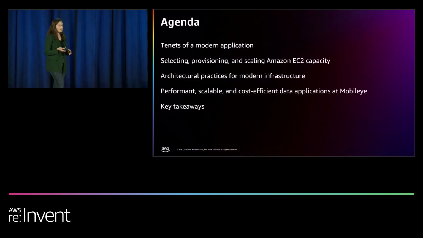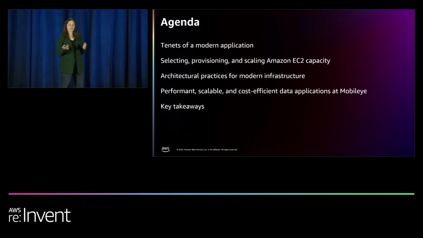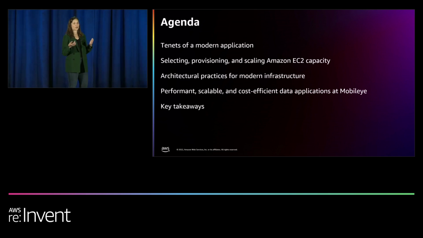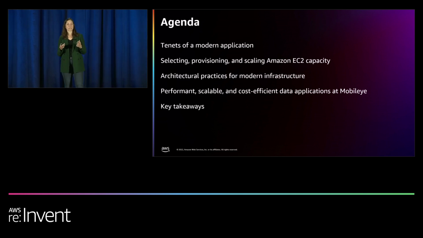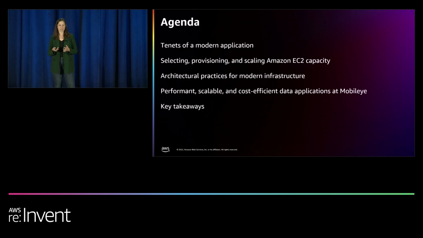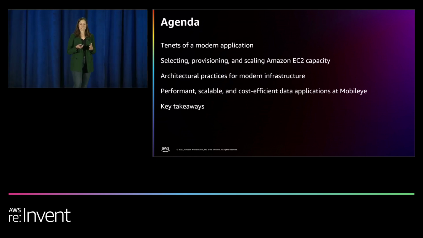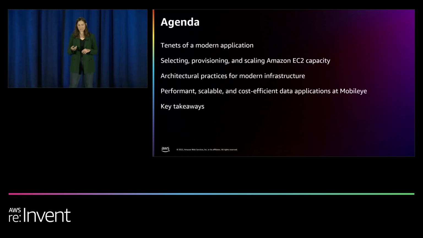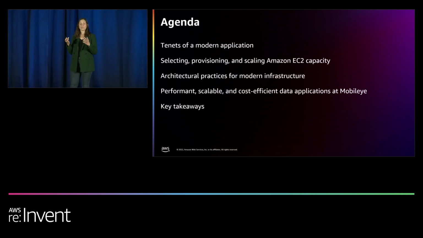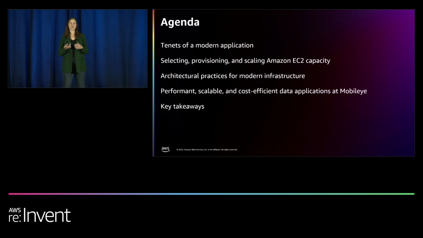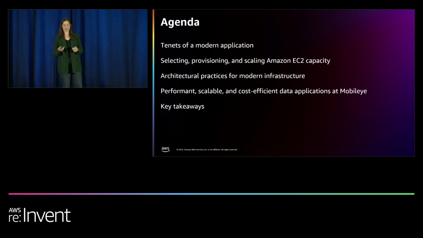So this is the outline of the agenda. We will start by talking about modern applications and their requirements from the infrastructure, the different EC2 instance options, and provisioning and scaling tools that you can use for modern applications. And then we'll go through the most common practices to design a well-architected compute platform on AWS. Jeremy will then present how these practices are applied at Mobileye with their super high-scale data platform.